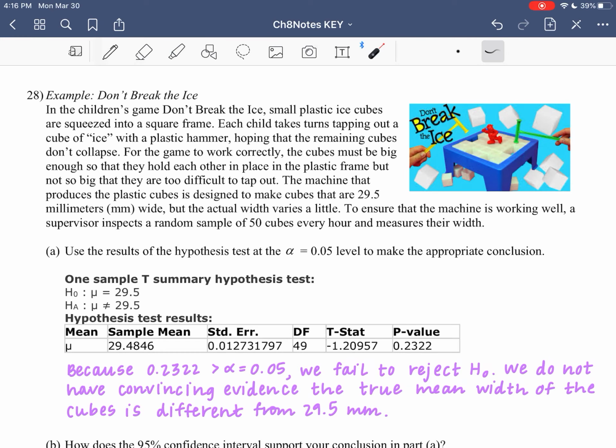So essentially here, there's some plastic cubes that you squish into this little blue fence area, and they are supposed to be ice cubes. You have these little guys standing on top, and you knock out one block at a time, kind of like Jenga, and whoever is the last person to make all of those fall loses. So that's the idea there. So we're talking here about the widths of these cubes.